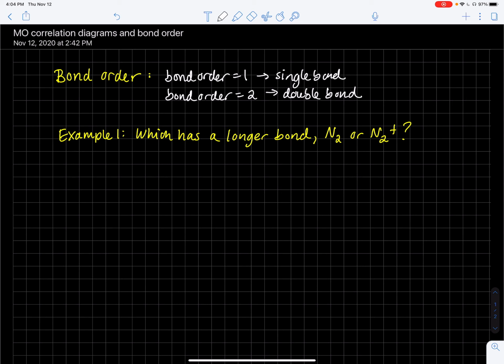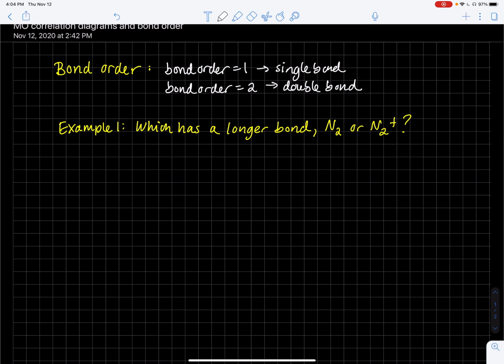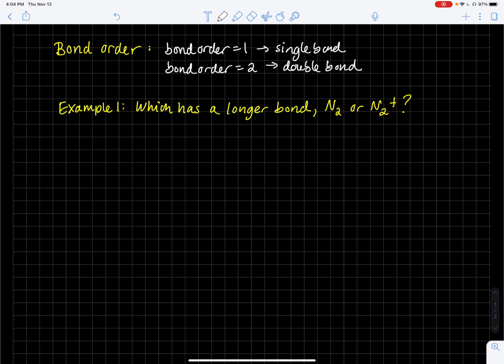And spoiler alert, there may be some bond orders that aren't integers, and that probably won't horrify you because you've already thought about that in terms of resonance structures. This is a little different way of thinking about it. So I'm going to go through an example about how to use the MO correlation diagram to calculate bond order. And I'm going to do it with the question, which has a longer bond, N2 or N2 plus?